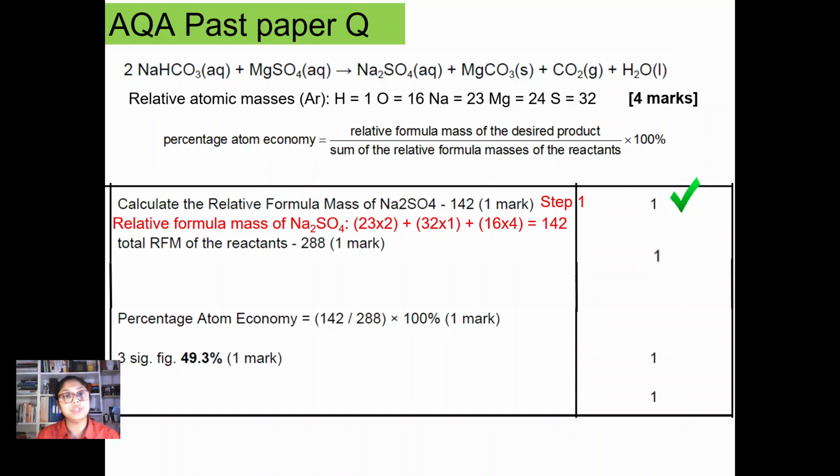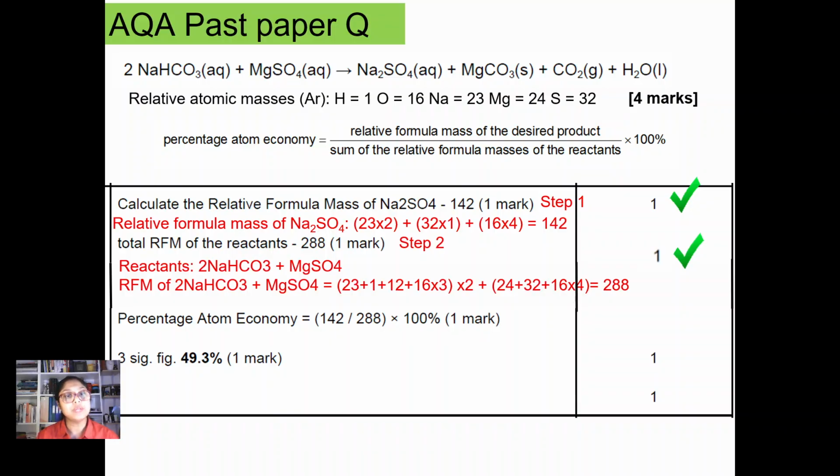So what we have to do here is 23, the RAM of sodium, times 2, plus 32, the RAM for sulfur, times 1 because there is 1 sulfur atom in sodium sulfate, plus 16 times 4 because there are 4 oxygen atoms. If you add all of those up, that is the relative formula mass of sodium sulfate, altogether 142.